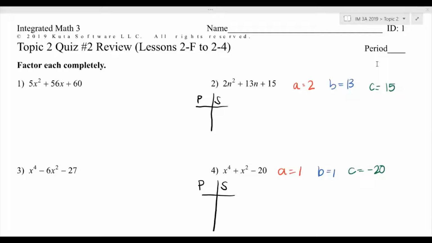And so for the product, I'm multiplying A times C. In this case, I'm multiplying 2 times 15, which means we're looking for a product of 30 that adds to B, which is 13. So we're looking for two numbers that multiply to 30 and add to 13. Right away, I can see that those numbers are 3 and 10. 3 times 10 is 30, and 3 plus 10 equals 13.